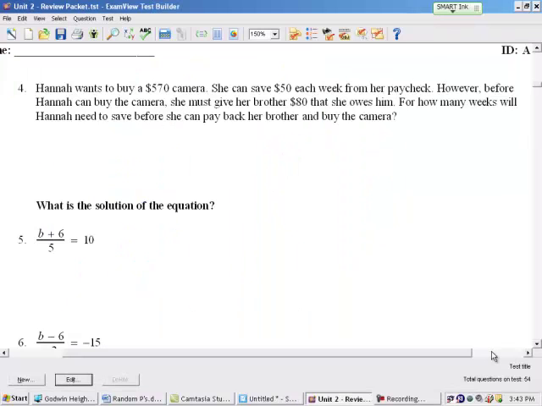Okay, so number 4, this is a word problem. It says Hannah wants to buy a $570 camera. She can save $50 each week from her paycheck. However, before Hannah can buy the camera, she must give her brother $80 that she owes him. For how many weeks will Hannah need to save before she can pay back her brother and buy the camera?